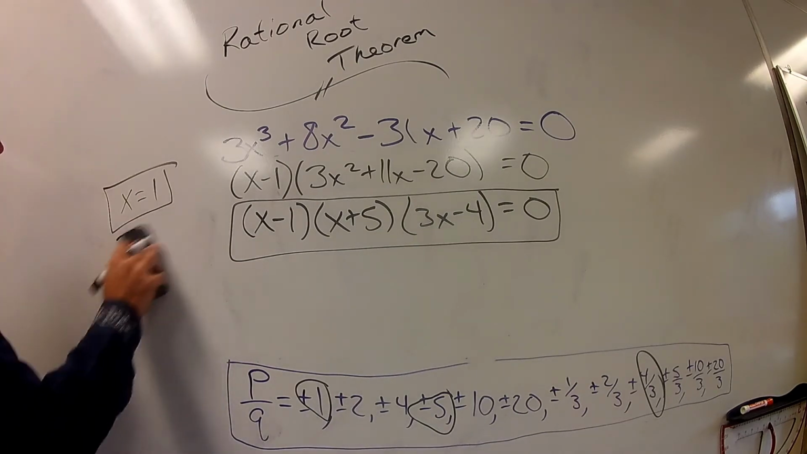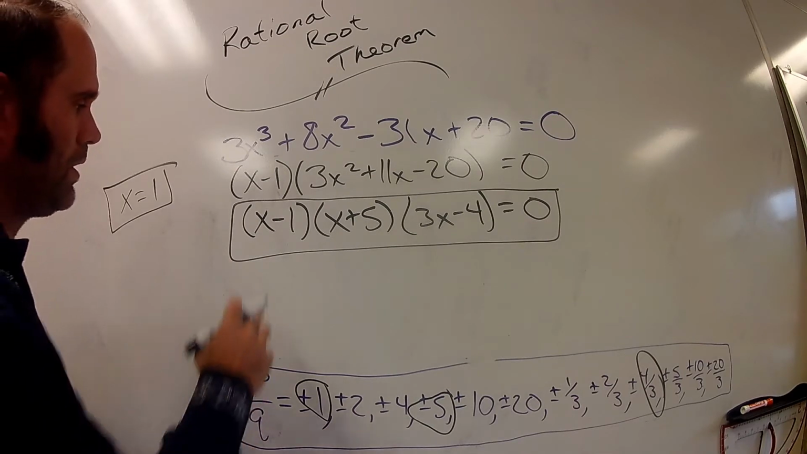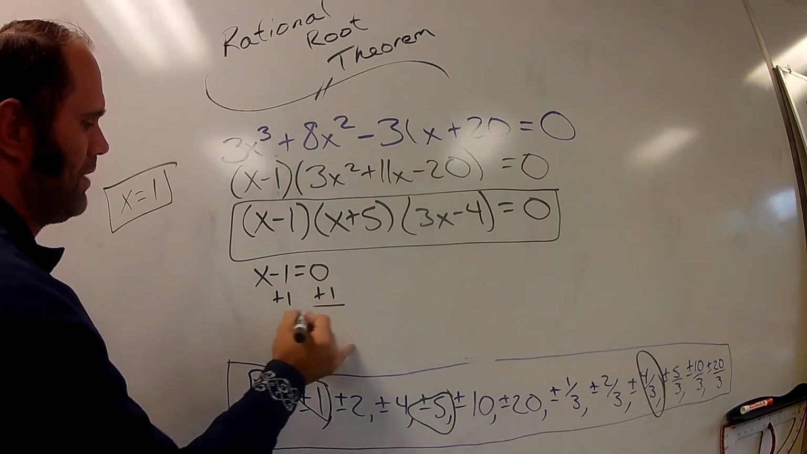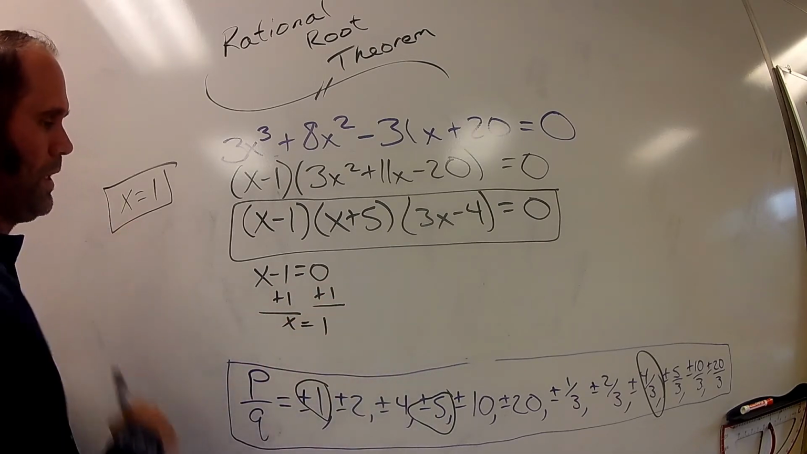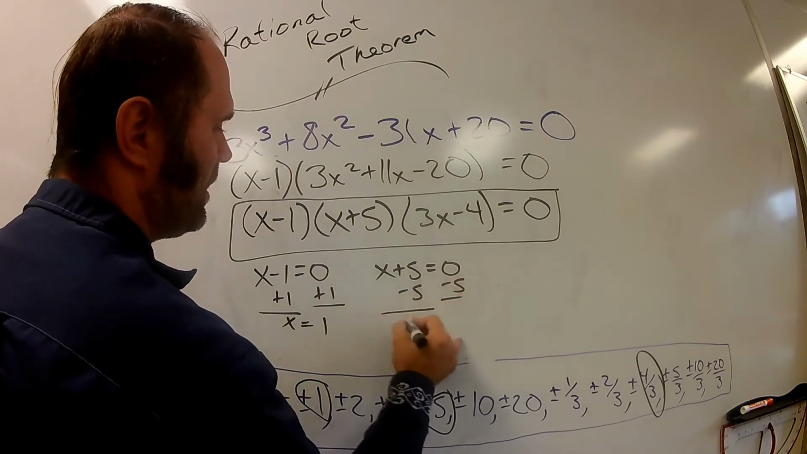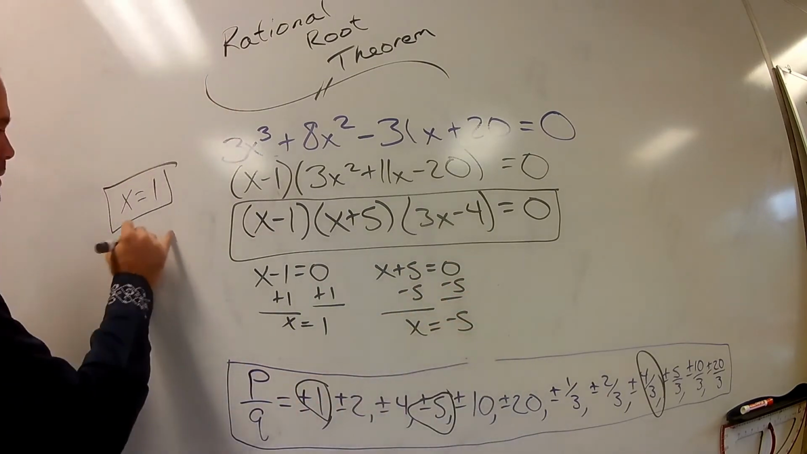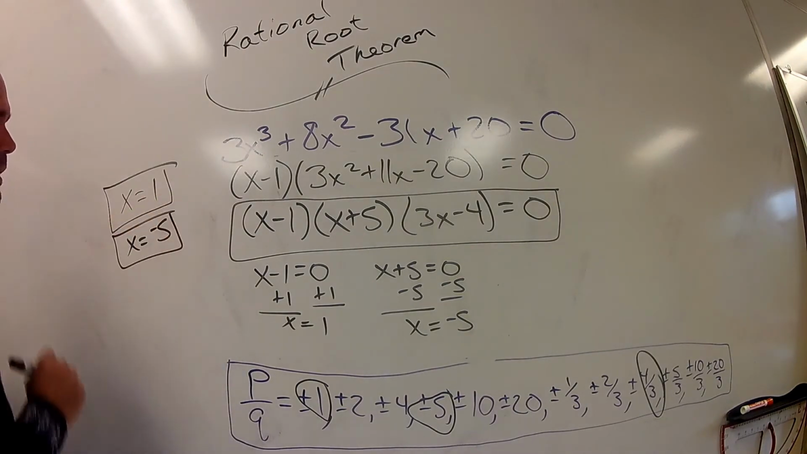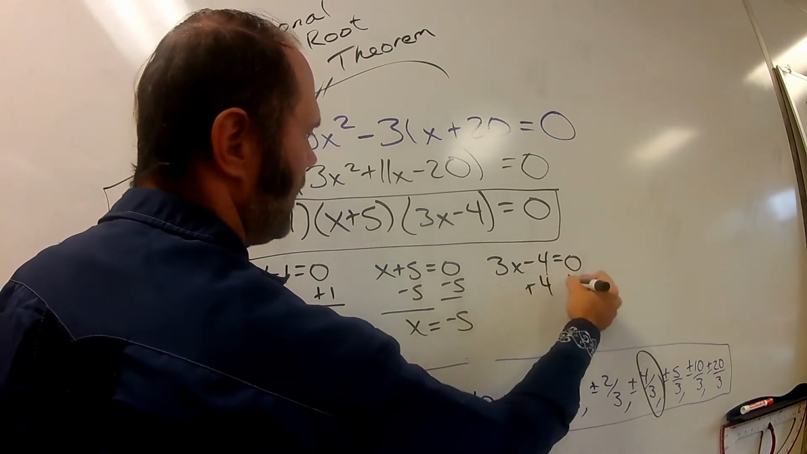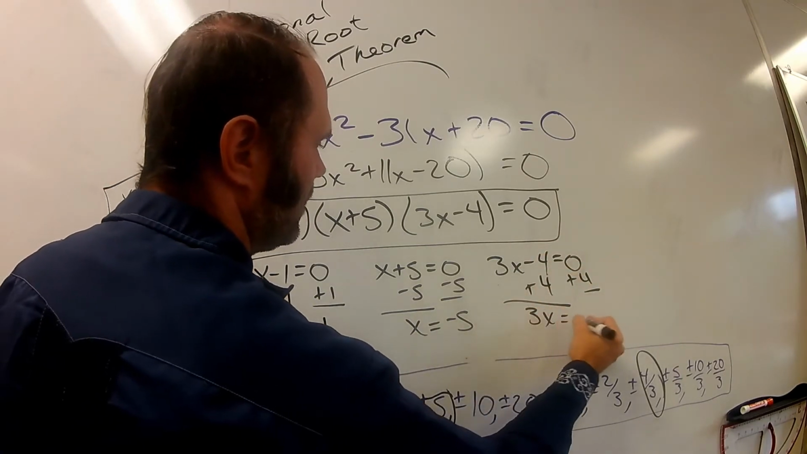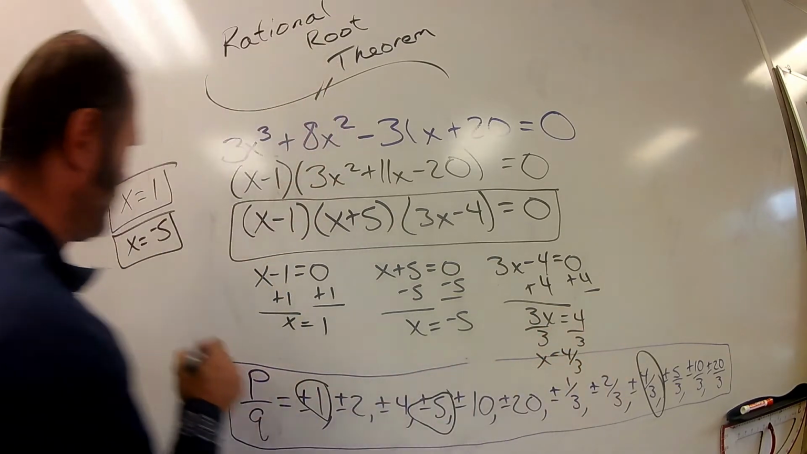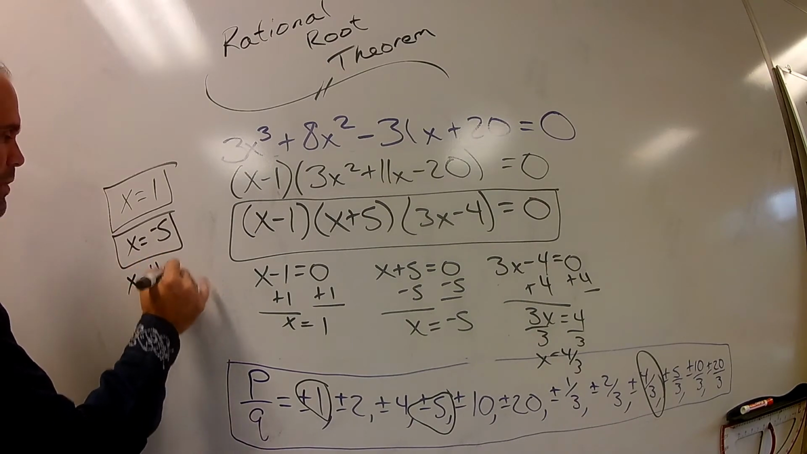So you might be asked to find the solutions. And when you are, you're going to set x minus 1 equal to 0, add 1 to both sides, and get x equals 1. That's what we did. x plus 5 equals 0. Subtract 5 from both sides, and x equals negative 5. And the last one, 3x minus 4 equals 0. Add 4 to both sides. 3x equals 4. Divide by 3. x equals 4 thirds.